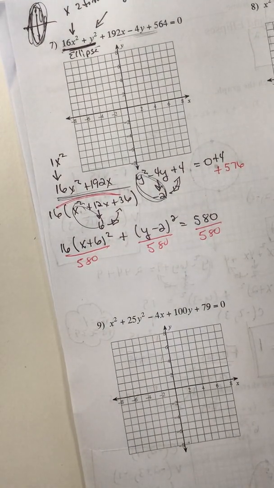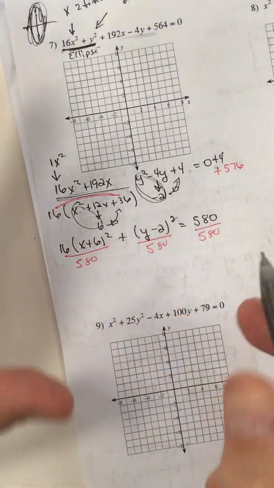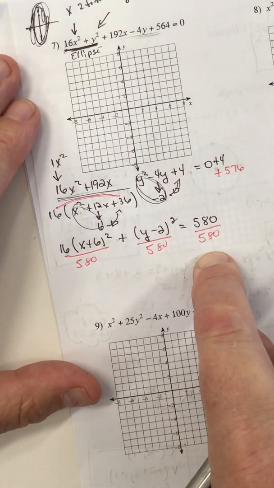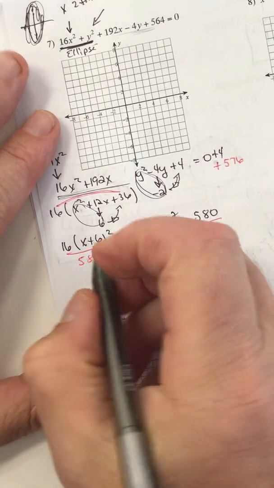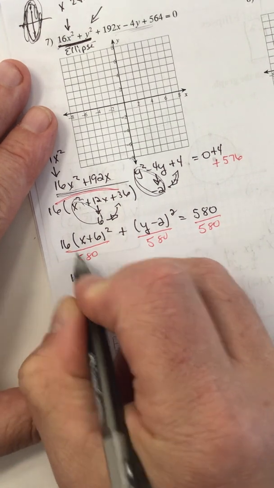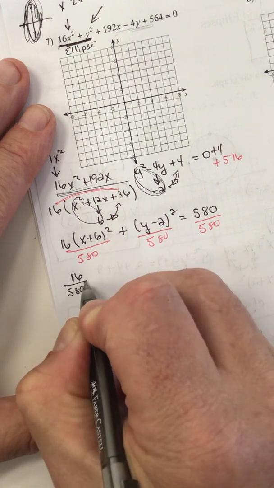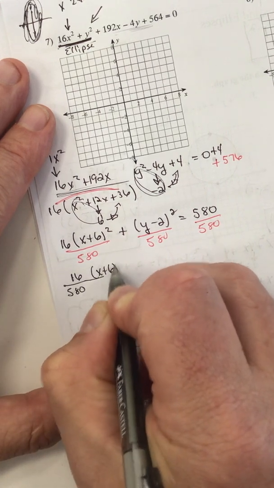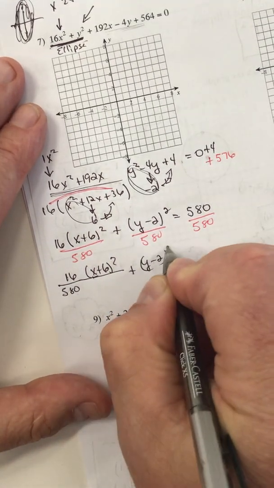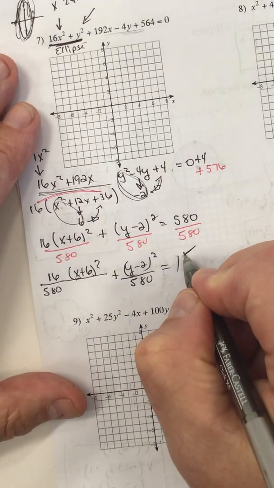Okay, so one of the things that I can do here is treat this. So what I have is, looks like this radius is 580. That's going to equal 1. So let's take a look at what we have. We have 16, basically, I can think of that as a fraction. I have 16 580ths x plus 6 all squared. It's basically like that. Plus y minus 2 all squared over 580 equals 1.